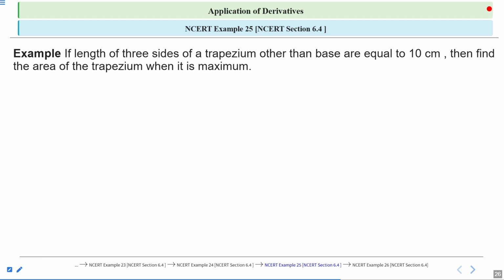Example says, if length of three sides of a trapezium other than base are equal to 10 centimeter, then find the area of trapezium when it is maximum. Clear? We need to find the area of the trapezium which is the maximum. We have to first find the area of trapezium, then maximize it, and see at which point it gives us the maximum value. And also at that maximum value, we have to find the area of the trapezium.